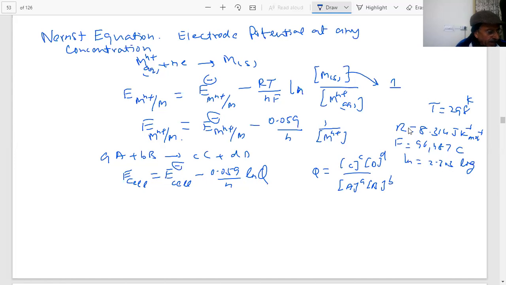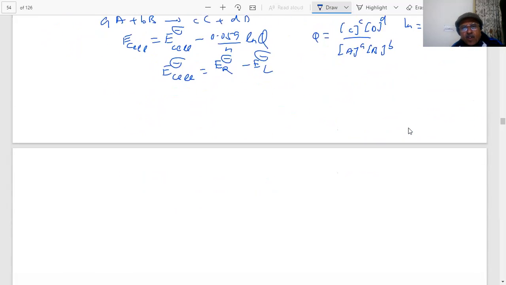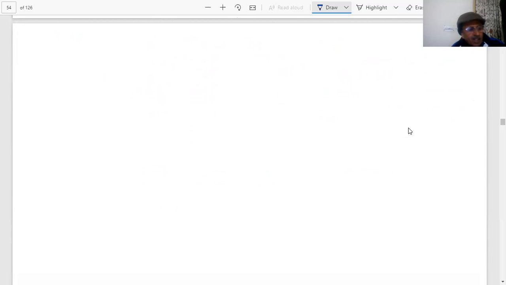So I can replace those values here and get a relationship between E cell at any concentration and E naught cell, which is the 1 molar concentration, the standard value of the cell potential, which you already know: E cell will be equal to E naught right minus E naught left. These values we will be using for the solution of certain numericals, which will be important in the exam.